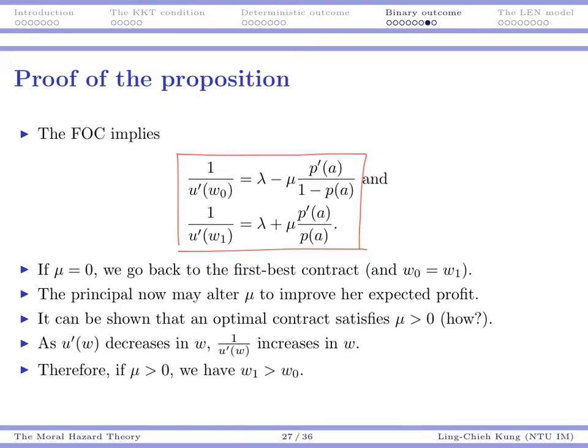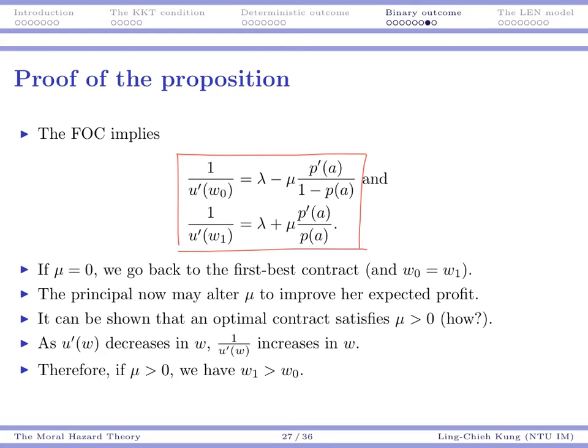So actually we can show that the optimal contract satisfies mu greater than 0. When mu is greater than 0, the principal can really do the best. If you have some free time, try to think about why mu must be positive for this to be an optimal solution. But when you take that as given, let's think about what's going to happen at W1 and W0.